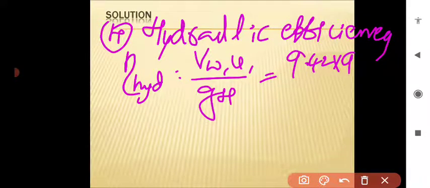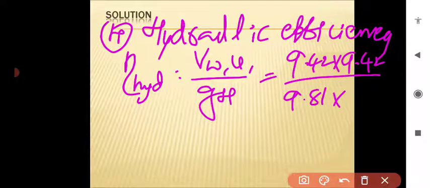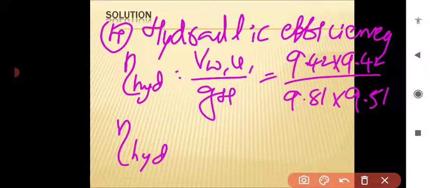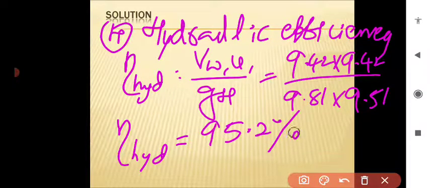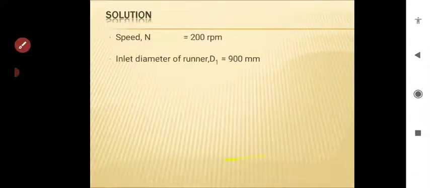9.42 into 9.42 by 9.81 into H, which we already calculated, that is equal to 9.51. So hydraulic efficiency is equal to 95.2. So this is the hydraulic efficiency value. I hope all of you understand this problem. Don't bother about it. Please practice more and more, and you will get the answers.